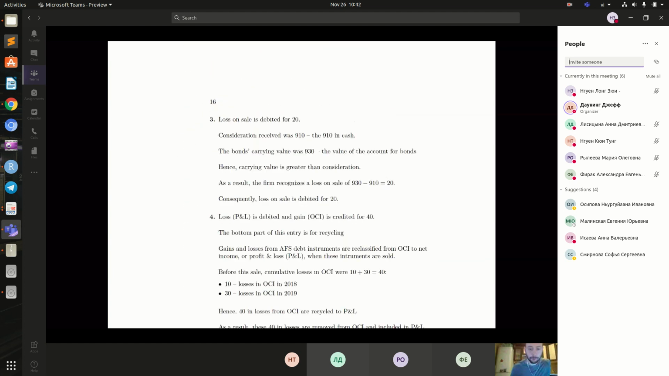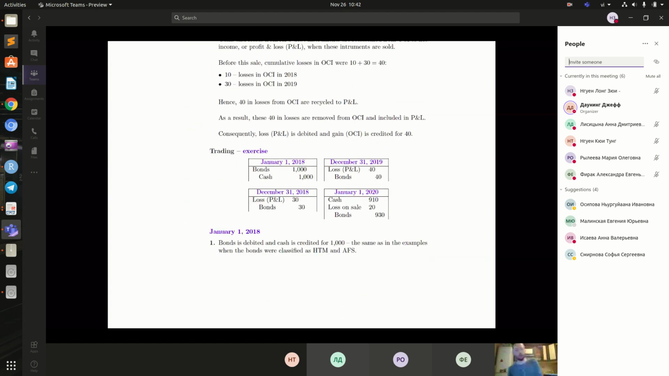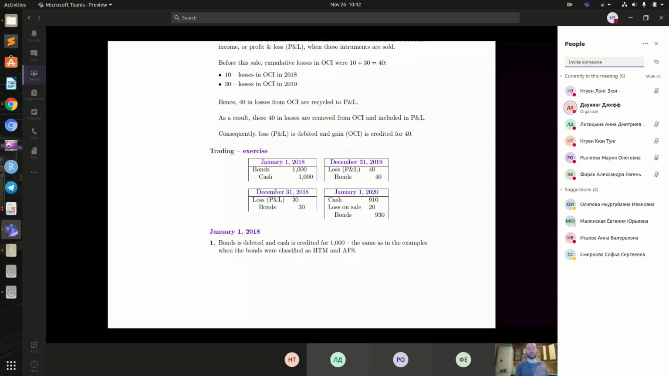So next, trading, where these debt instruments are valued at fair value through profit and loss. Hence, for December 31st, 2018 and 2019, we do not divide the decline in value into two parts, P&L and OCI. We recognize everything in P&L. In 2018, the value of the bond declined by 30 from 1,000 to 970, hence debit loss P&L, credit bonds 30. For 2019, the value of the bond declined by 40 from 970 to 930, hence debit loss P&L, credit bonds for 40.